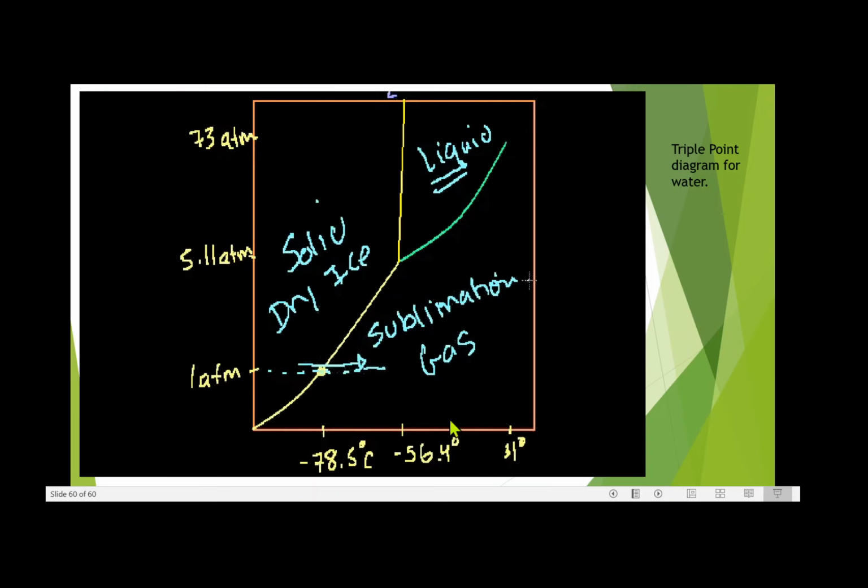Now, there's a couple of other interesting points here, and you're probably already noticing them. And this right here is called the triple point, because right here, in the case of carbon dioxide, at 5 atmospheres and minus 56 degrees Celsius, the carbon dioxide is in a state of equilibrium between the ice, the liquid, and the gas. It's a little bit of all of the three, and if you just nudge it in one direction or another by nudging the pressure or the temperature, it'll go in that direction.